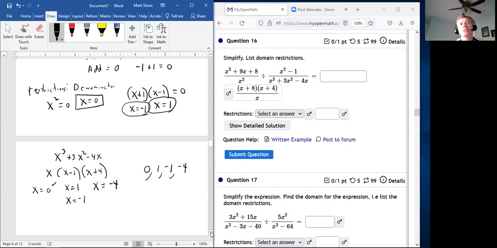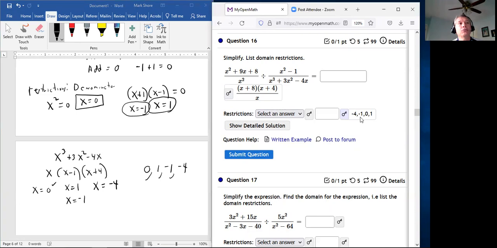You don't have to list them in any specific order, and I'll show you that that's the right answer. -4, -1, 0, and 1, and that's all of them. And the restrictions is that x cannot equal these things right there, because that gives you division by 0. So I'll stop it right there. That's some pretty high powered math. And we'll pick this up next week then.